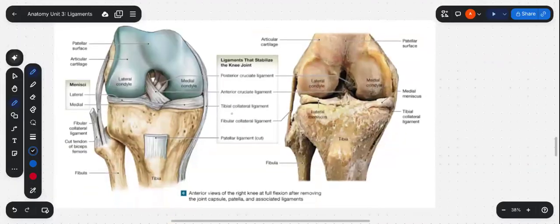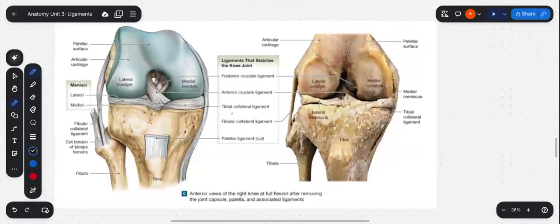All right, now we're going to move on to the knee. So the knee has mostly a lot of menisci and lateral and medial ligaments that need to be known. So the first one is your lateral meniscus. The lateral meniscus is going to be this one over here.